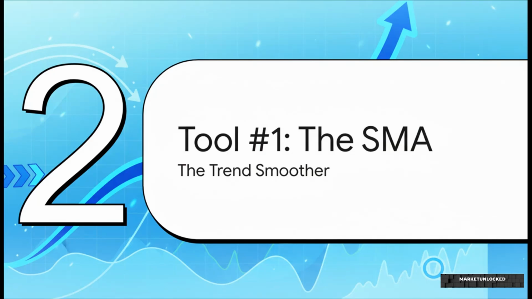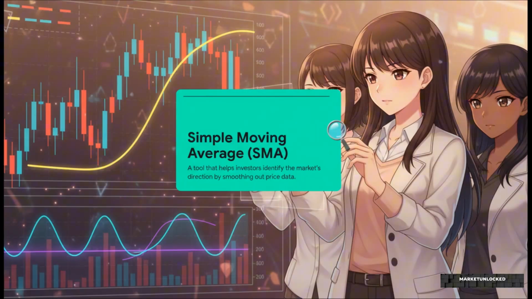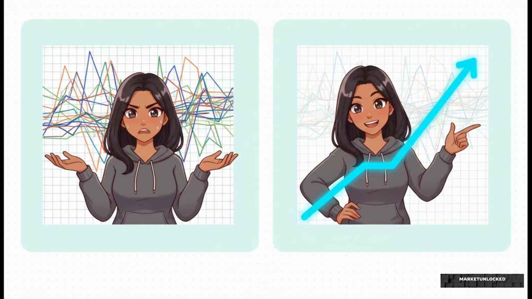I want to introduce you to the very first tool in our Clarity Toolkit. This is the Simple Moving Average, or SMA for short. And you know what? It's designed to do one thing, and do it brilliantly. It just filters out all that day-to-day noise by showing you the average price over a certain period. Simple as that. And wow, just look at the difference here. I mean, this is the magic.